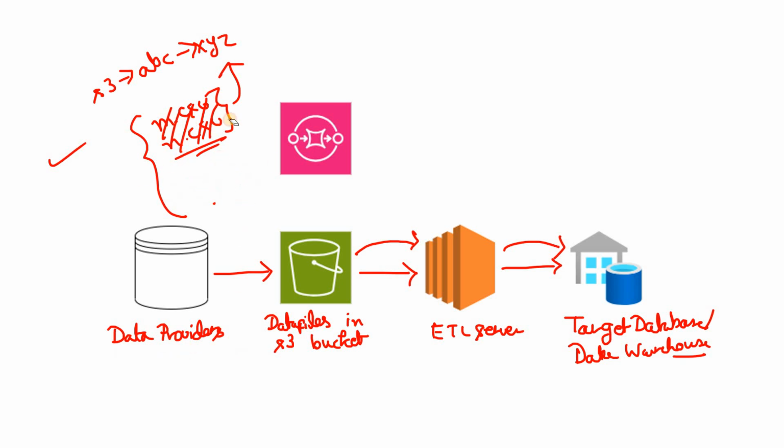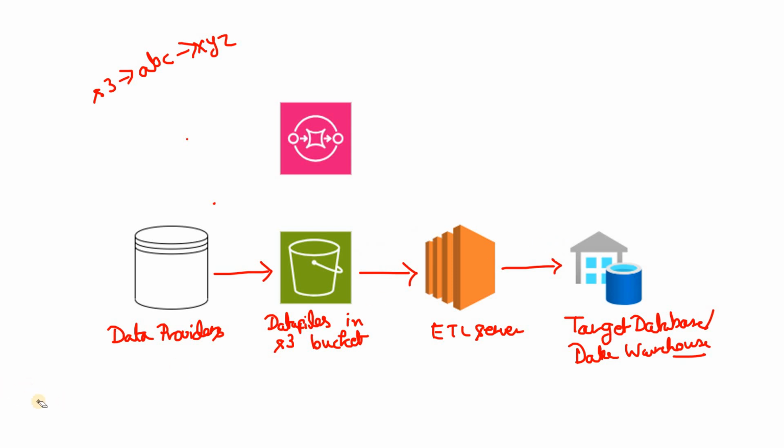Let me just erase all these things. Here we can take the help of an SQS queue, so we have one SQS queue. There are two patterns that can be followed. One is that once the data provider writes the file in the S3 location, they can load metadata information, saying that this file is ingested in this particular S3 location, into the SQS queue.